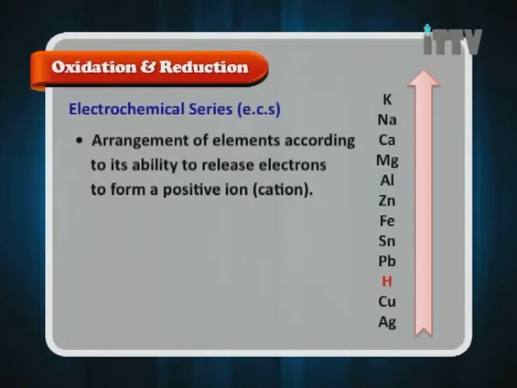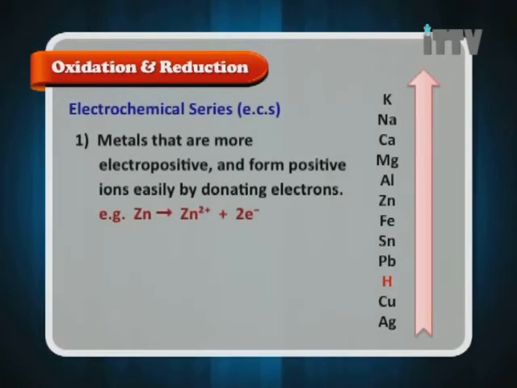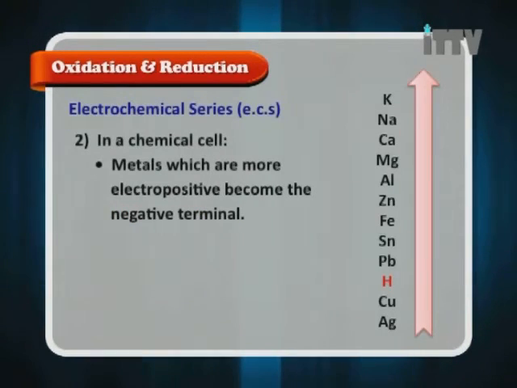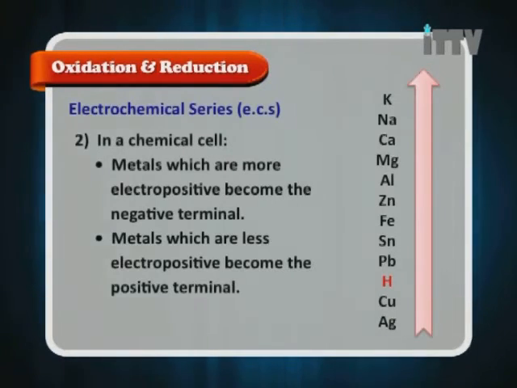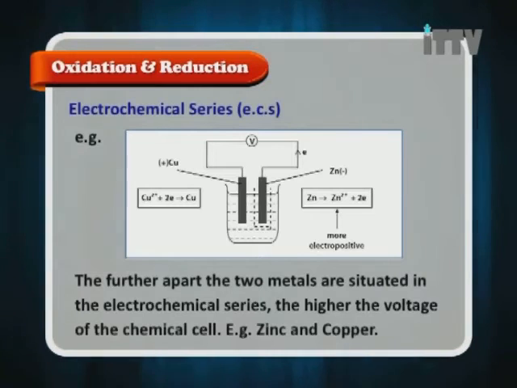The series is shown on the left-hand part of the slide. Metals which are more electropositive form positive ions easily by donating electrons. For example, it's easier for zinc to release 2 electrons to become Zn2+. In a chemical cell, metals which are more electropositive will become the negative terminal, while metals which are less electropositive become the positive terminal. An example of a chemical cell is shown in the slide. The further apart the two metals are situated in the electrochemical series, the higher the voltage of the chemical cell. For example, the zinc and copper chemical cell as shown in the slide.